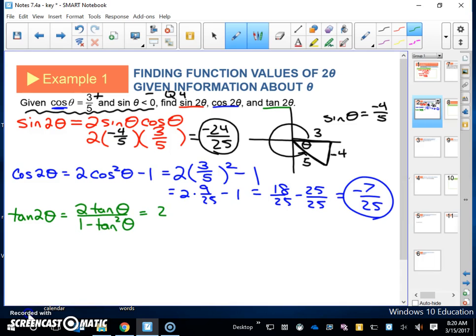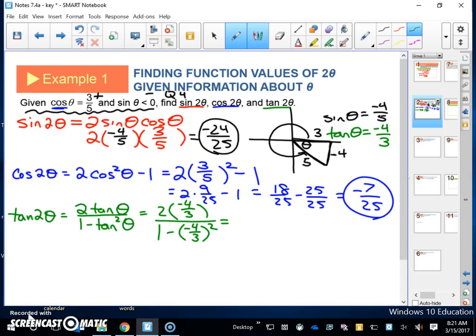And so we've got a couple of holes to fill in. I don't know what tangent theta is, but I can figure it out. Go back and look at the picture that we already drew. You can use identities, but I'd rather look at the picture. Remember tangent theta's ratio is y over x. So can anybody tell me what tangent theta is from this picture? Negative 4/3, right, y over x, negative 4/3. And so that's what I'm going to fill in. Tangent theta is negative 4/3.